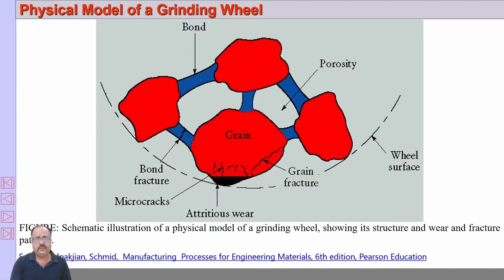Now here you can see the abrasive grains are held together by the bond material. Various types of bond materials are there for holding the abrasives in the particular form or shape that is required. Sometimes this bond material fractures and releases the abrasive grains, and new grains will surface. And sometimes the abrasive itself fractures and forms new cutting edges.